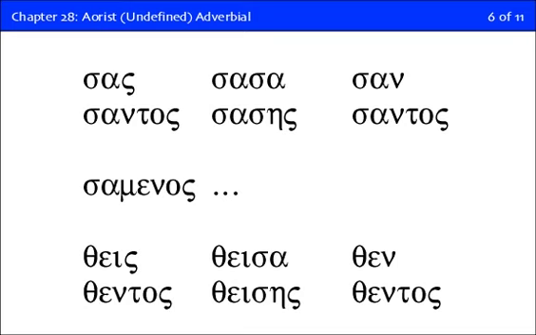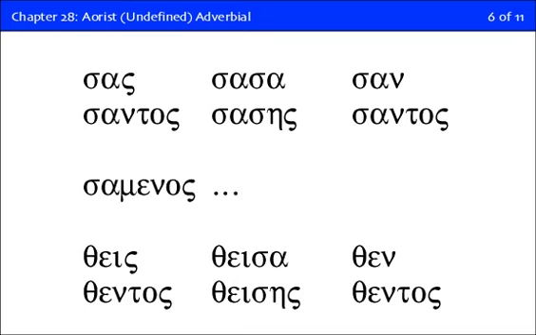So in terms of the 6 forms you need to memorize, the aorist active is sas, sasa, san, santos, sases, santos. You'll notice the change to go to the feminine. You notice that it has the alpha eta shift from the nominative to the genitive. But those are the 6 forms.